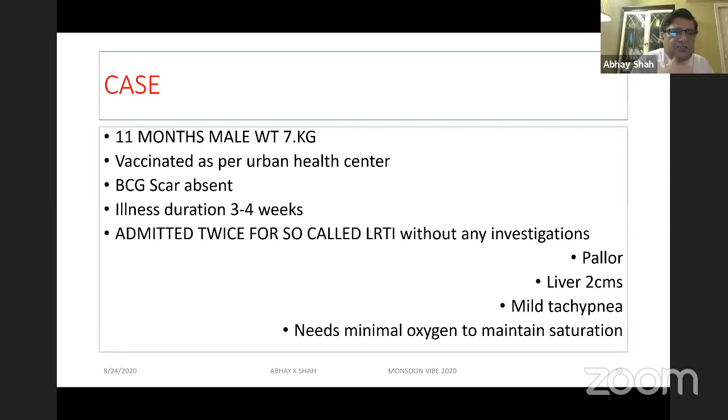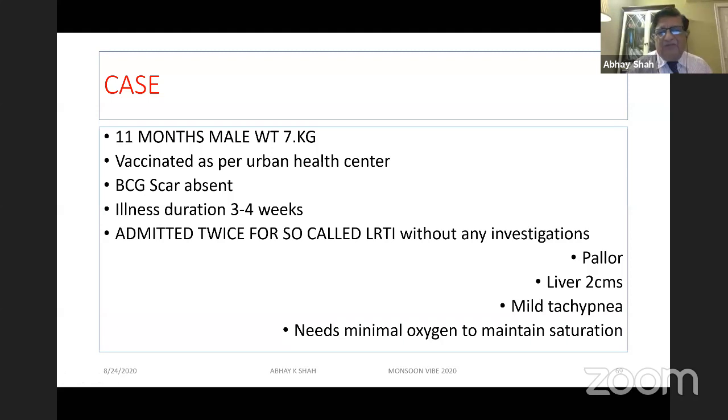An 11-month-old child, weight is 7 kg, so a little less, is vaccinated as per the urban health center. BCG scar was absent. There was a long illness of 3 to 4 weeks. The child was admitted twice for so-called wheezing without any investigation. Liver was 2 centimeters, some mild pallor was there, some mild tachypnea was there, and the child needs minimal oxygen to maintain the saturation.